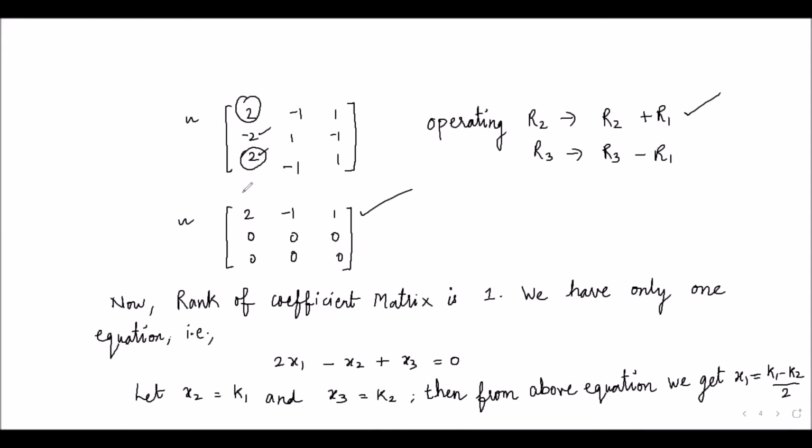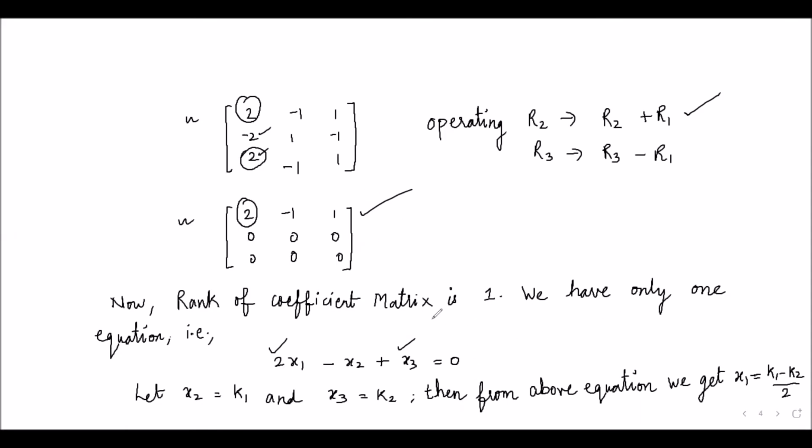And that equation: the coefficient of x1 is 2, so 2x1. Then the coefficient of x2 is -1, so it will be minus x2. And the coefficient of x3 is 1, so it will be plus x3. So this is the one equation which we are getting from the echelon form.